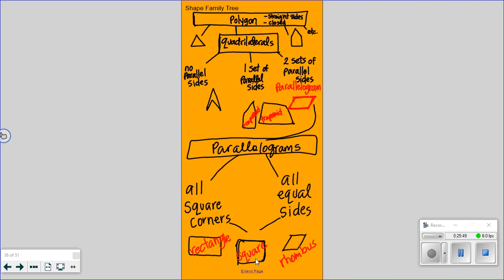Can I call a square a trapezoid though? No, it doesn't fit that. Can I call a square a quadrilateral? Yes. Can I call it a polygon? Yes. Can I call it a triangle? No. Squares have so many nicknames. I can call it all of those other shapes because it follows those rules.